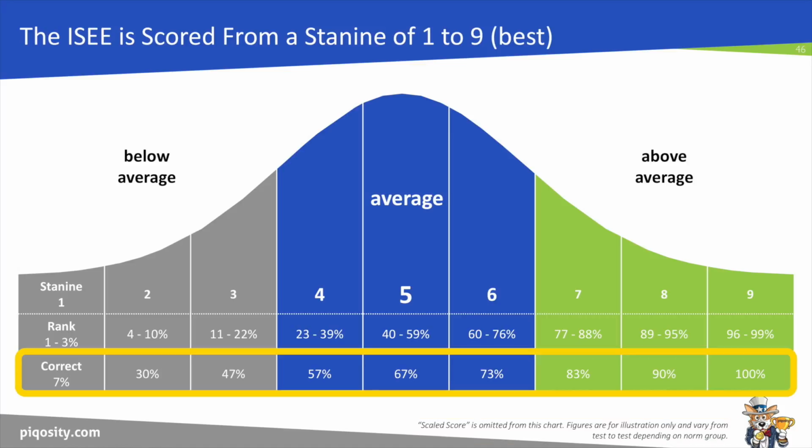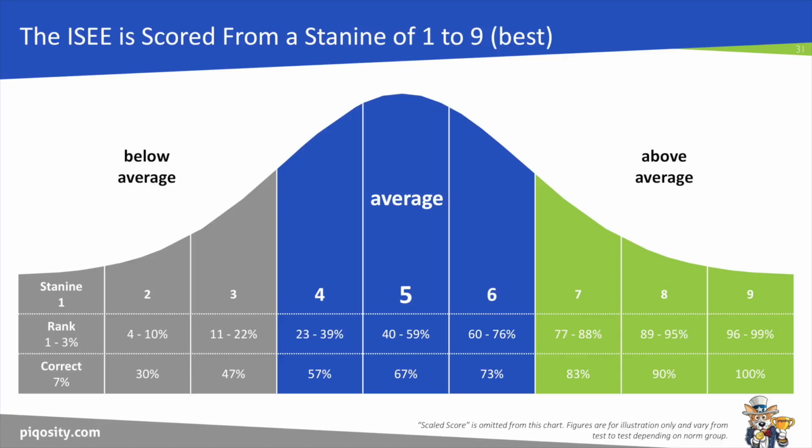Note that in this normal curve graphic, the percentage of questions correct is a best guess based off of our experience with working with students over the last 10 years and will vary from section to section. For example, students must get more questions correct in reading comprehension to score highly versus quantitative reasoning. Additionally, this number will change from year to year depending on the norm group.